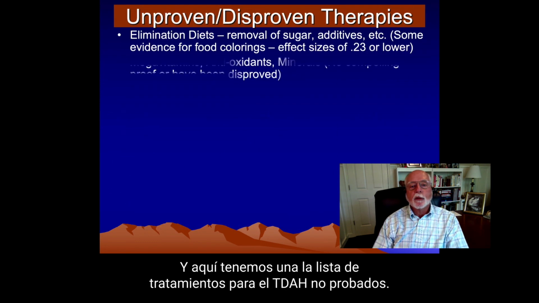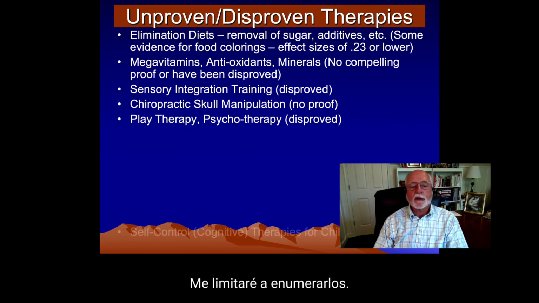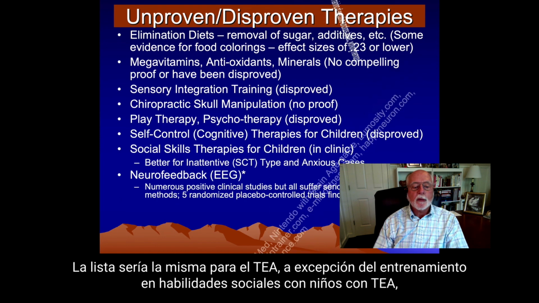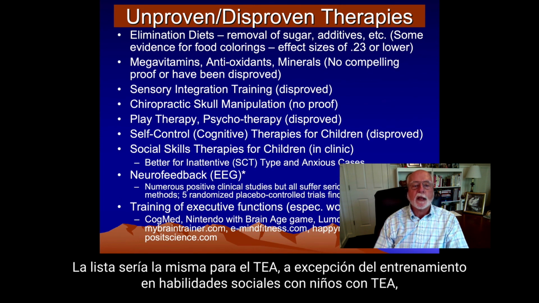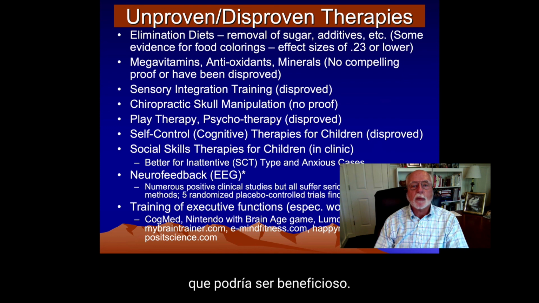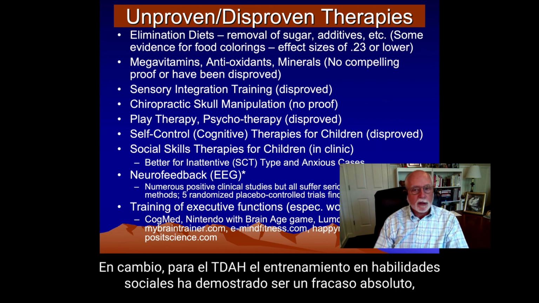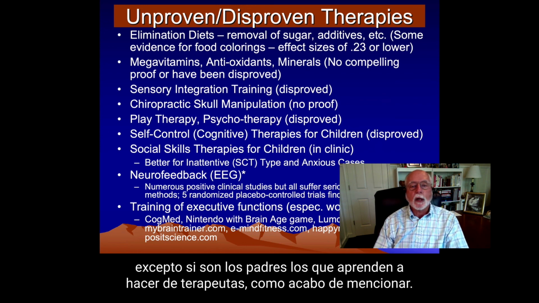Here are the unproven remedies for ADHD. I'll just list them. And the same would be true for ASD as well, perhaps with one exception, where some social skills training with ASD children might be beneficial. That has not been shown to be the case for ADHD, where social skills training has been shown to be an utter failure, with the exception of the parental friendship coaching model that I just mentioned.